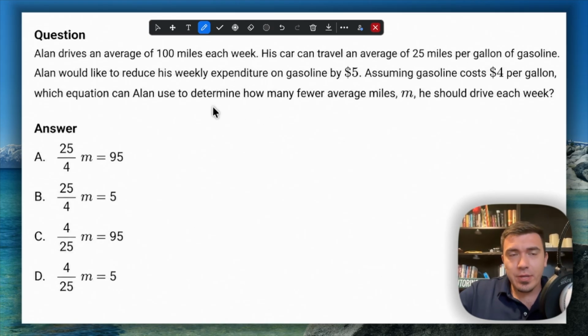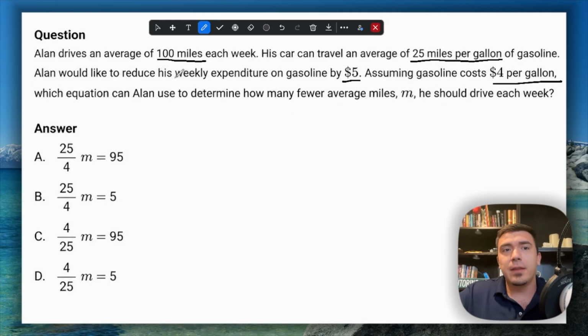So over here, I'm given a question that says, Alan drives an average of 100 miles each week. His car can travel an average of 25 miles per gallon of gasoline. Alan would like to reduce his weekly expenditure on gasoline by $5, assuming gasoline costs $4 per gallon. Which equation can Alan use to determine how many fewer average miles M he should drive each week?